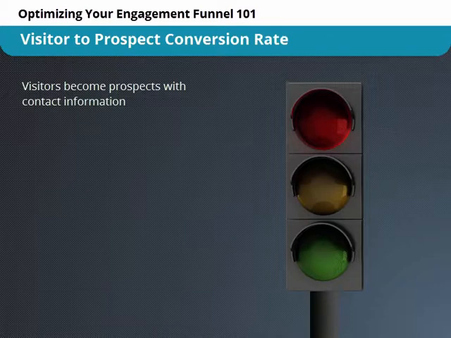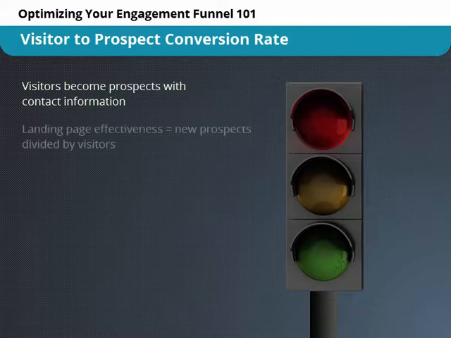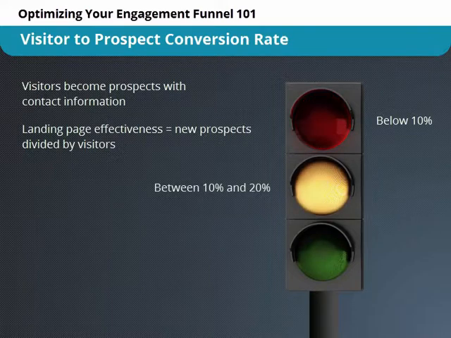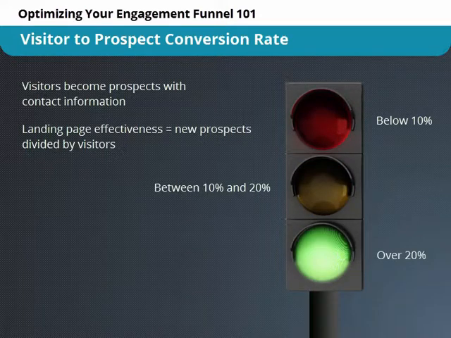The next step is to get visitors arriving on your landing page to give you their contact information in exchange for the no-cost action item. Once this happens, the visitor becomes a prospect. You measure the effectiveness of this landing page using the visitor-to-prospect conversion rate. This is simply the number of people who provided their contact information divided by the number of visitors to the landing page. If your visitor-to-prospect conversion rate is below 10%, then you have a red light. A conversion rate between 10 and 20% is a yellow light, while over 20% means you have a green light and are ready to go.